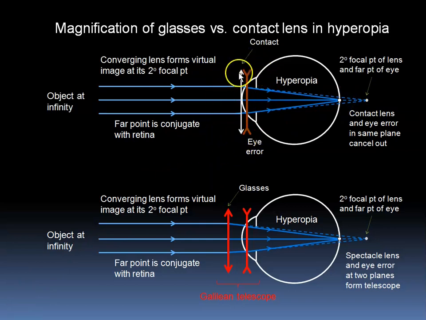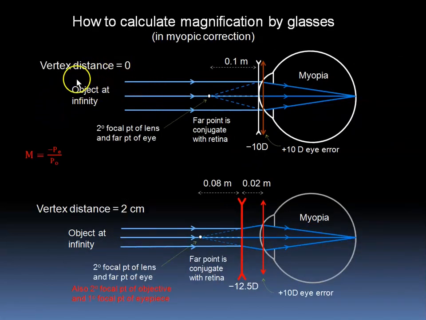The contact lens here, or the glasses over here, will both correct the vision and allow a distant object to be seen clearly. However, the glasses will create a Galilean telescopic effect, in this case a magnification effect, as compared to the image seen when using a contact lens. Here we see an object that is far away being focused by the correcting lens so that the secondary focal point is here, and this point now becomes the far point of the eye and is conjugate with the retina.